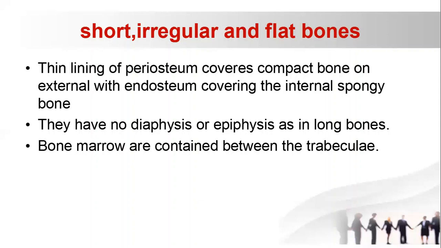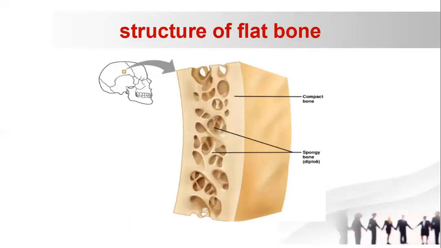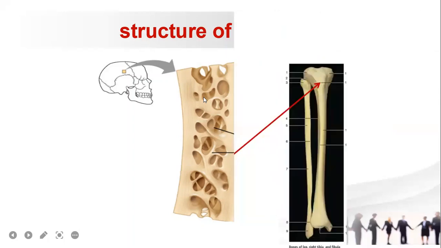Those bones include some bones of the skull and the sternum. So this is one example of a flat bone. This was taken from the parietal bone of the cranium, and this is the compact part. This is the spongy part, and it's called diploe, as in the case of flat bone. And this other side is hard compact bone.